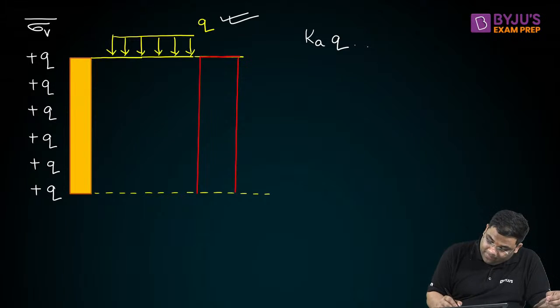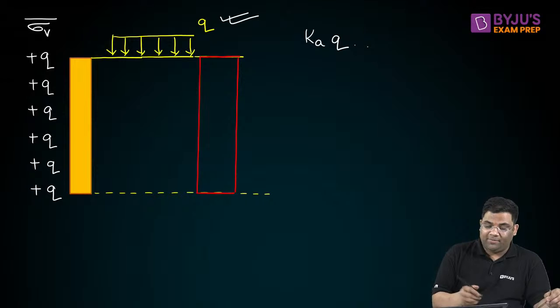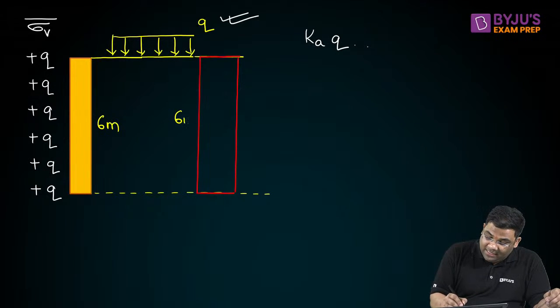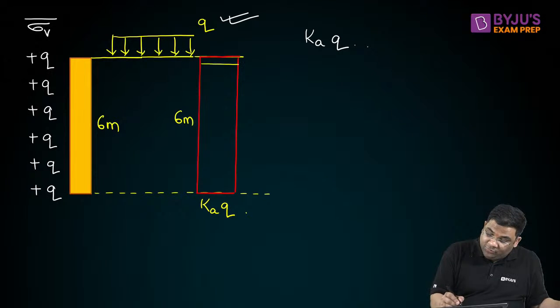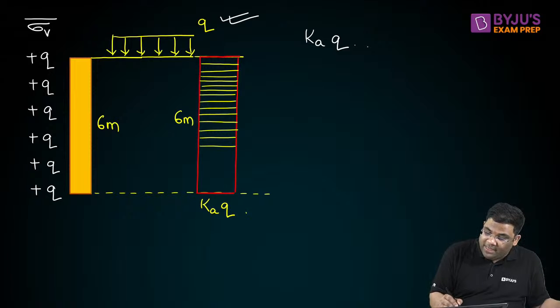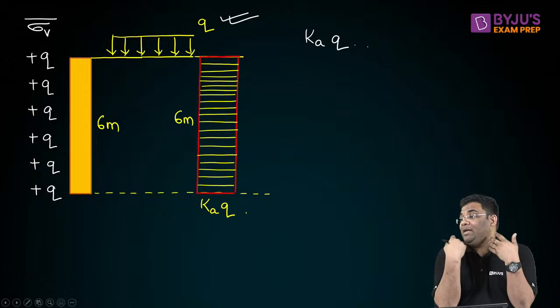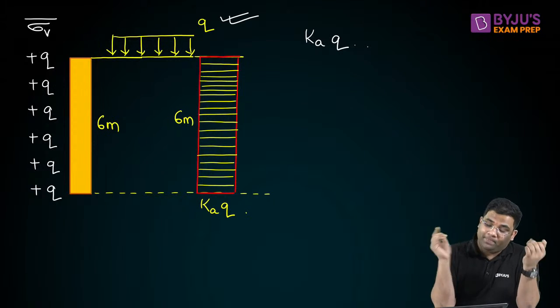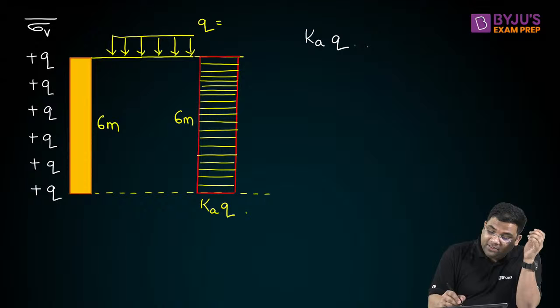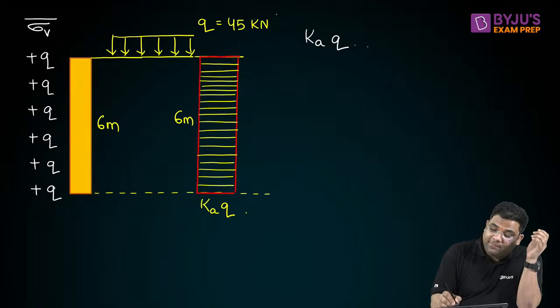Yes. And this will be your 6 meter, or I can say whatever height. Suppose this is 6 meter, and this will be Ka into Q. And this distribution will be constant or uniform. The earth pressure distribution due to surcharge will be constant and uniform, and the value will be simply Ka into Q.